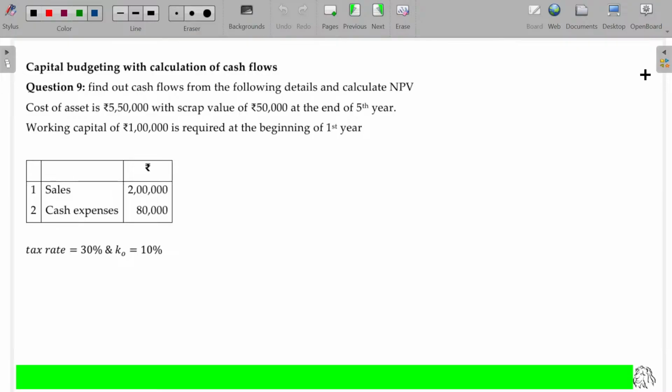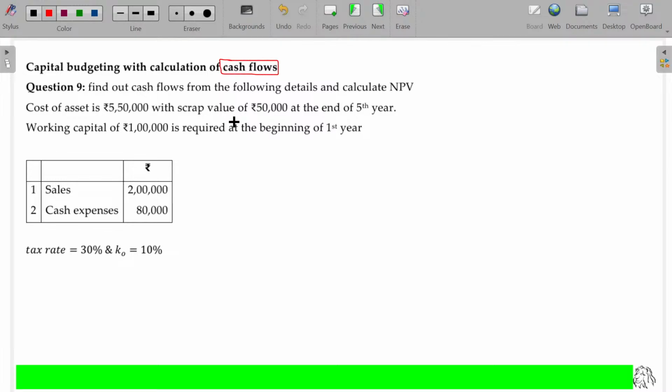So we'll start with question number 9 now. Capital budgeting with calculation of cash flows.